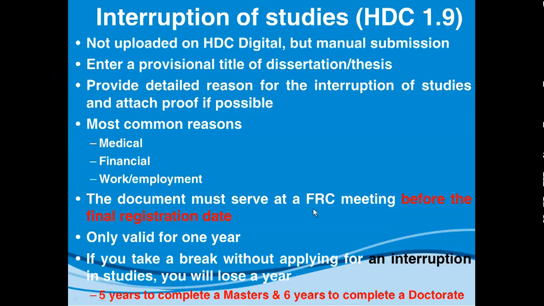This document must serve at the Faculty Research Committee before the final registration date of postgraduate students. So if you come in June with this form, it's too late. It needs to serve in February or March. It's only valid for 1 year, and if you take a break without applying for interruption of studies, you will lose a year. And remember, you only have 5 years for masters and 6 years for doctorate, so you can't afford to lose a year.